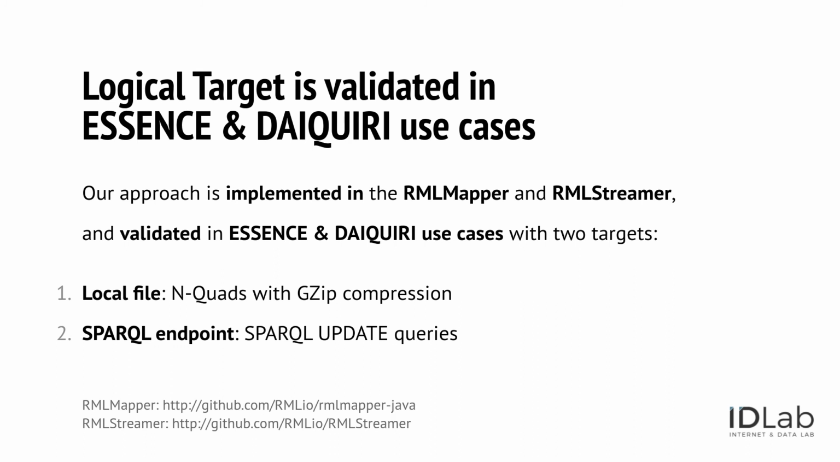We validated logical targets in two use cases, namely Essence and Daiquiri, and implemented in the RML mapper and the RML streamer. In Essence and Daiquiri, we exported it to two targets. The first target is a local file with NQuads and gzip compression to save disk space when creating backups of our knowledge graph. The second target is a SPARQL endpoint, in which we updated our triples using SPARQL update queries. This allows our partners to directly access the SPARQL endpoint and the knowledge graph using SPARQL queries.